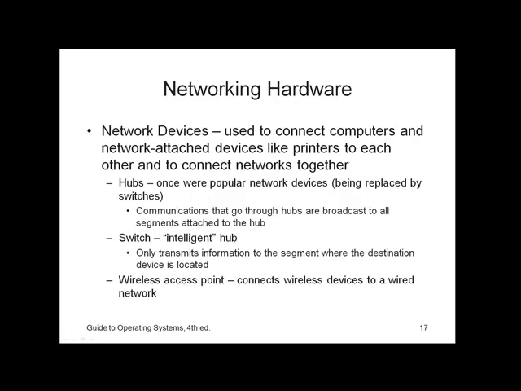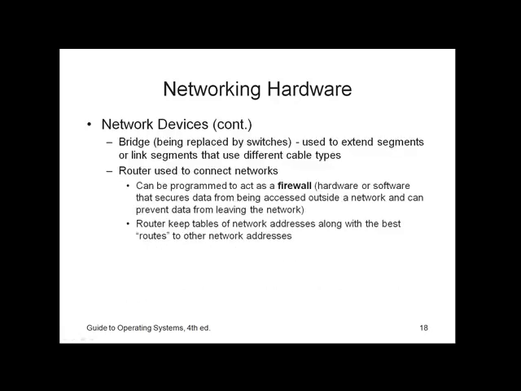Now, a wireless access point is also a piece of networking hardware. It connects wireless devices to a wired network. The wireless router in your house would be one instance of a wireless access point. In businesses or large buildings, you may see many access points connected to each other to help form a seamless network environment. Bridges have often been replaced by switches as well. Bridges were typically used to extend segments or link segments that use different cable types. You probably won't run into too many bridges on networks today.